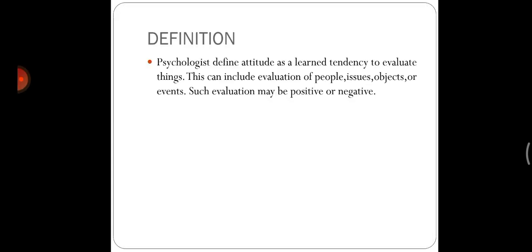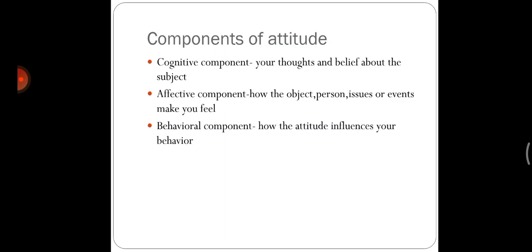If you see the definition of attitude, psychologists define attitude as a learned tendency to evaluate things. This can include evaluation of people, objects or events. Such evaluation may be positive or negative. We have three components of attitude: cognitive component, affective component and behavioral component.